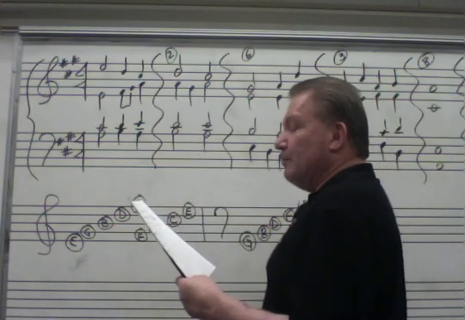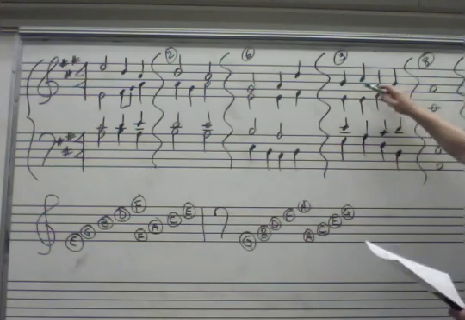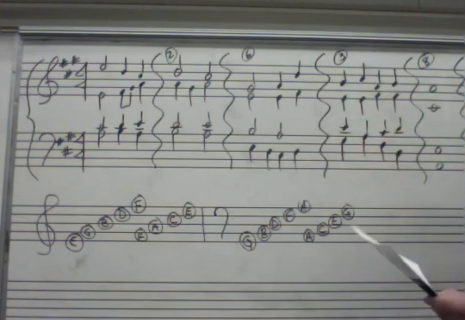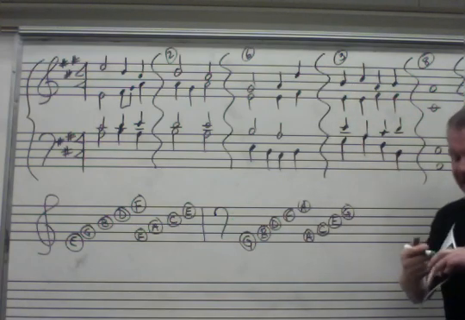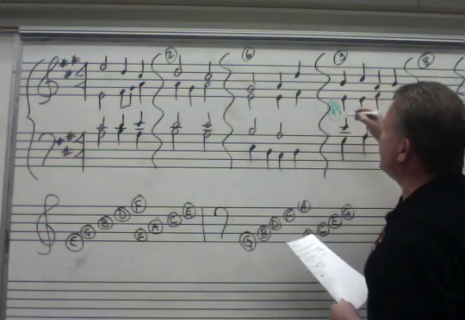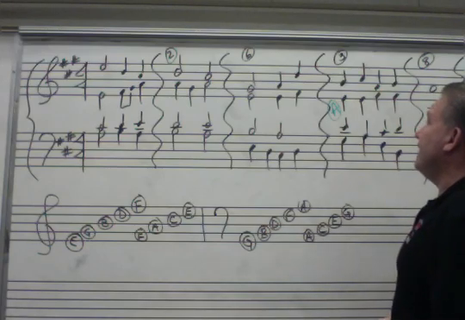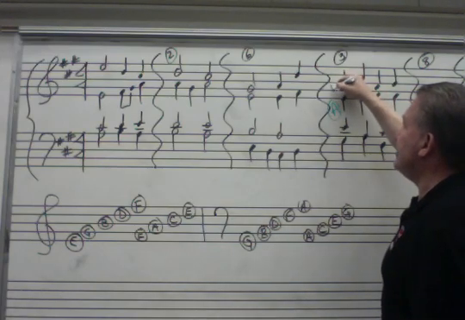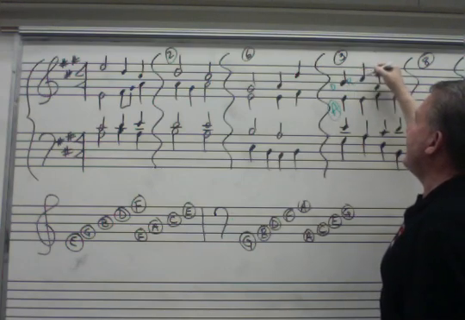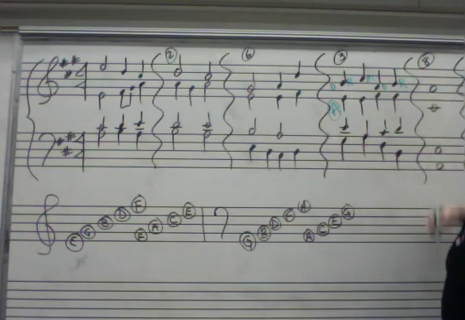Next one, what's the syllable pattern for sopranos in measure 3? Here's measure 3, soprano, alto, tenor, bass. So how do we know what the syllable pattern is? Well, we said earlier that we're in the key of A, which means that A equals do. So if do is on A, that means do is here. So that means the soprano's pattern is re, mi, do, re.